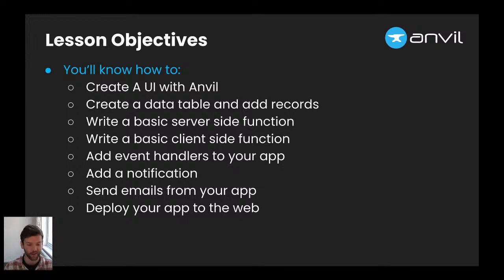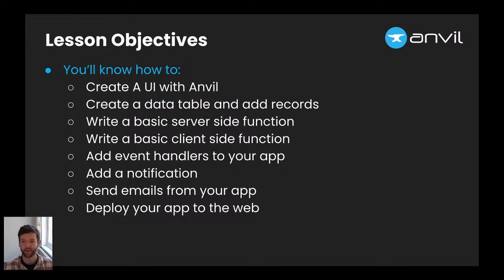Event handlers are where, if somebody clicks a button in the UI, something then happens from that. We're going to add a notification just to let the user of our feedback form know that they've submitted some feedback and it's been submitted successfully. Then we're going to send an email to ourselves, and then we're going to deploy our app to the web.